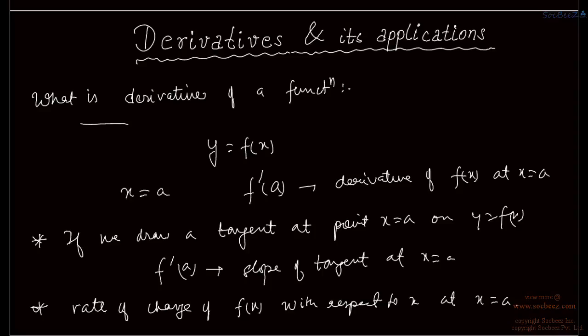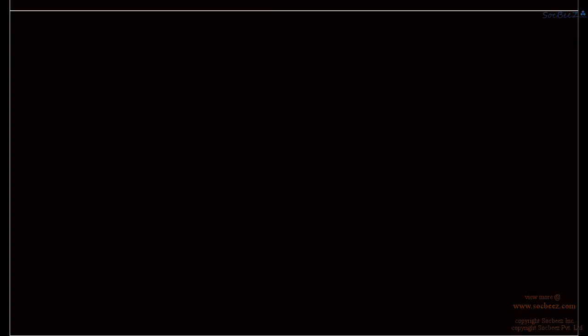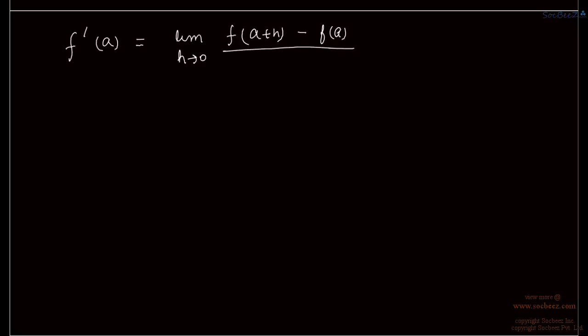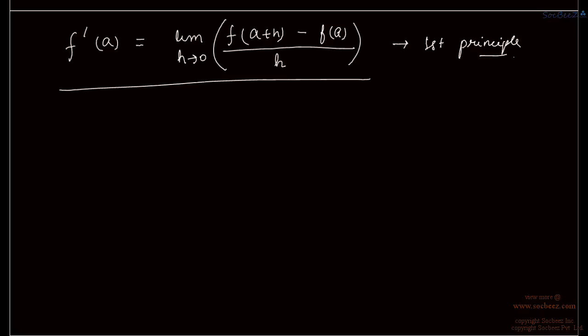Okay, so using first principle we can define f dash a as limit h tends to 0 of f(a plus h) minus f(a) upon h. This is called first principle. We have also seen some of the useful formulas for finding the derivative of a function. Now we will be looking at some small concepts.